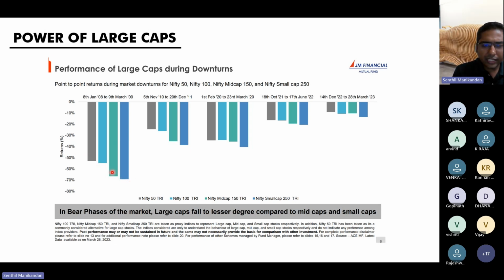Whenever valuations are high, and given that the outperformance of mid and small caps over the last 3-4 years has been quite phenomenal, we have to take a cautious approach and construct a portfolio more inclined towards large caps, whereby we will be positioned in a much safer way.